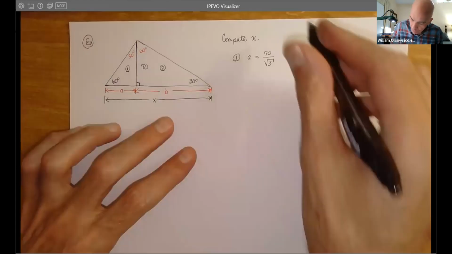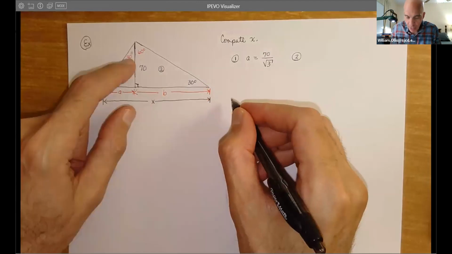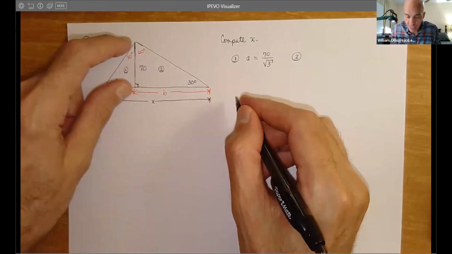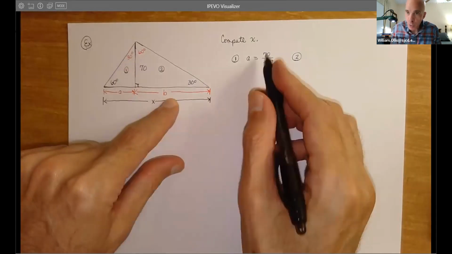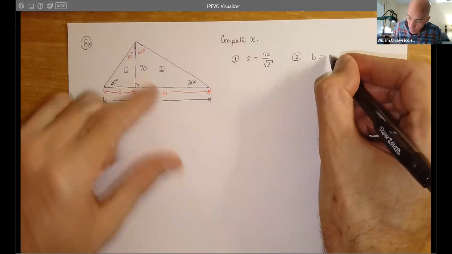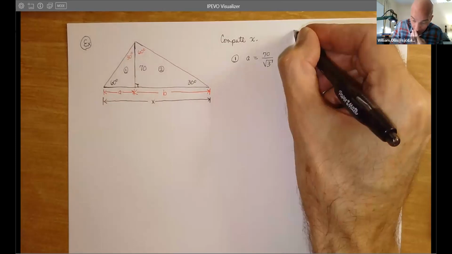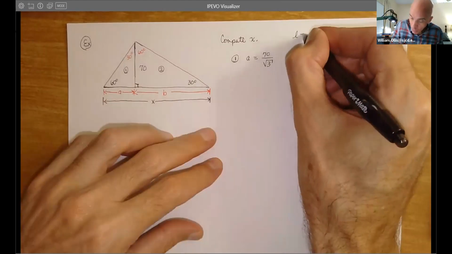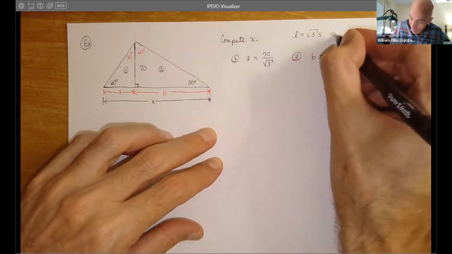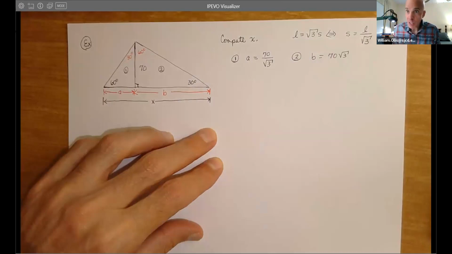And then for the second triangle, here, again, we've got the shorter side and here's the longer side. So again, when we look at the shorter side, we see that the longer side, we just flip this, is the square root of 3 times the shorter. So B will equal 70 times the square root of 3. So this is using, if you will, L equals square root of 3 times S. Equivalently, S equals L over square root 3. So that's what we just proved.